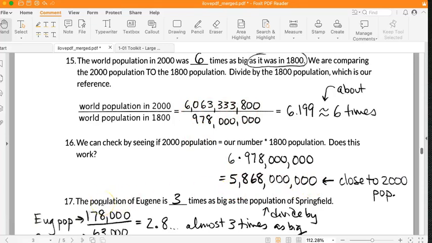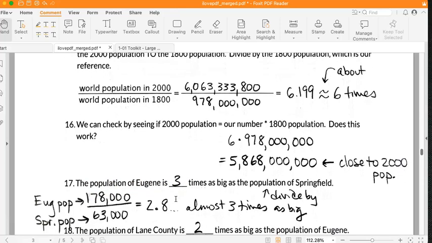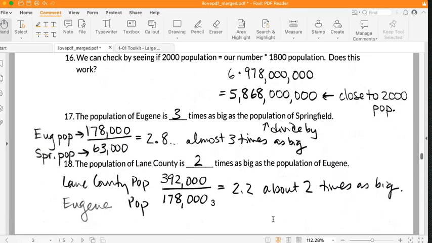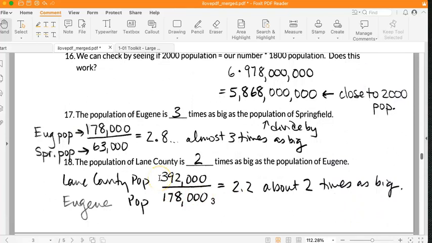And then here we're going to compare Eugene and Springfield. So the population of Eugene is 3 times as big as the population of Springfield. Or we could say about 3 times as big, because it looks like when I divided I got 2.8 something. So almost 3 times as big. Did you know that? I did not know that. I might have guessed 2 times as big. The population of Lane County is about 2 times as big as the population of Eugene. Again, we're referring back to those numbers that we had earlier in this section.